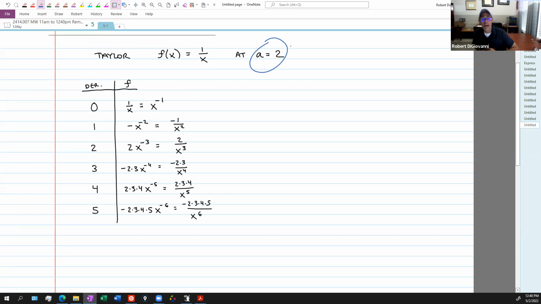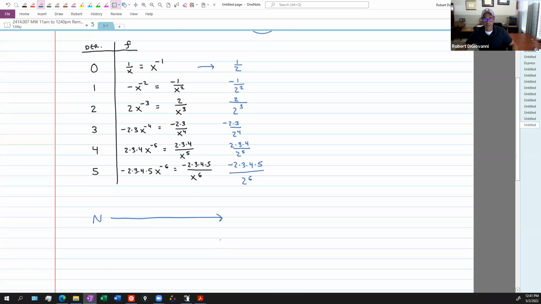now we got to plug in 2 for x, right? 2 for x. This is 1/2. The next one is going to be negative 1 over 2 squared. The next one's going to be 2 over 2 cubed. The next one is negative 2 times 3 over 2 to the 4th. The next one's 2 times 3 times 4 over 2 to the 5th. And then the last one is negative 2 times 3 times 4 times 5 over 2 to the 6th. The question is, can you come up with the formula for the nth one?